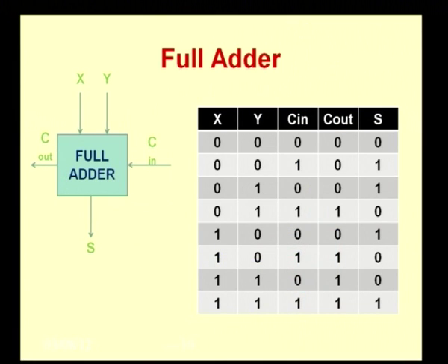Now, coming to the full adder. What is the difference between the half adder and the full adder? We know that a half adder just takes 2 1-bit numbers and produces a sum and a carry. But when you are actually doing any addition, remember that we may also have to add a carry which comes from a previous position.